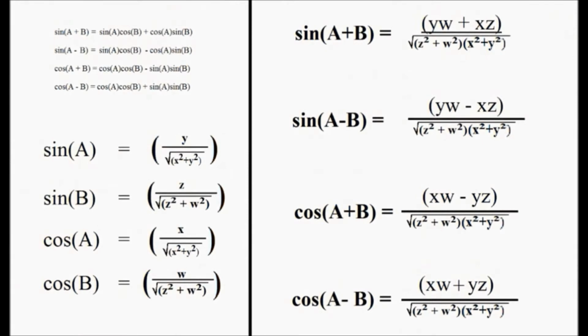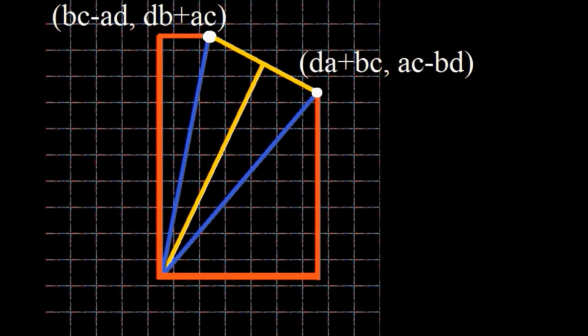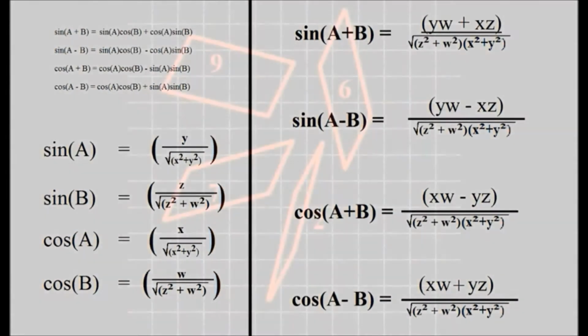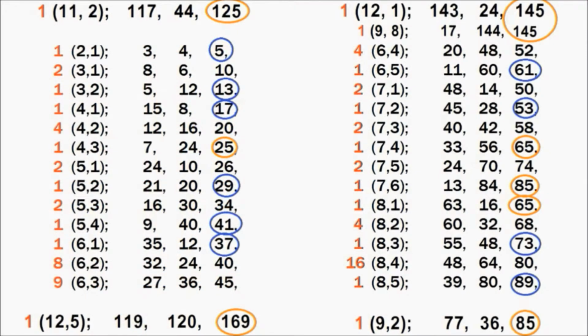So if you have 2 unique angles, A and B, and you add them together and take the sine of that, it's going to be equal to the sine of A times the cosine of B plus the cosine of A times the sine of B. And notice how these formulas resemble the 4 formulas for finding the color boundnesses of parallelogram pieces. So it's not so hard to understand the sum and difference formulas on the top left when you have simpler things to associate them with, like parallelogram areas.